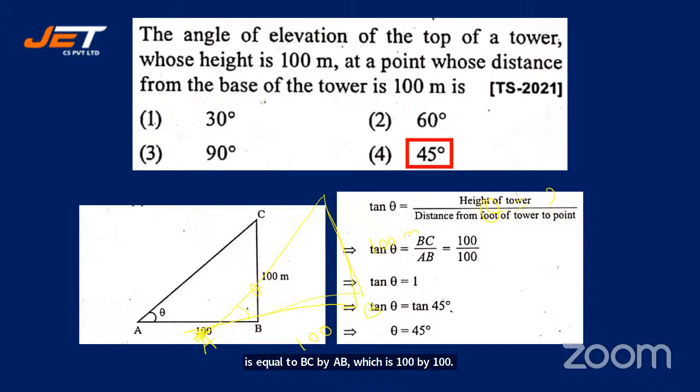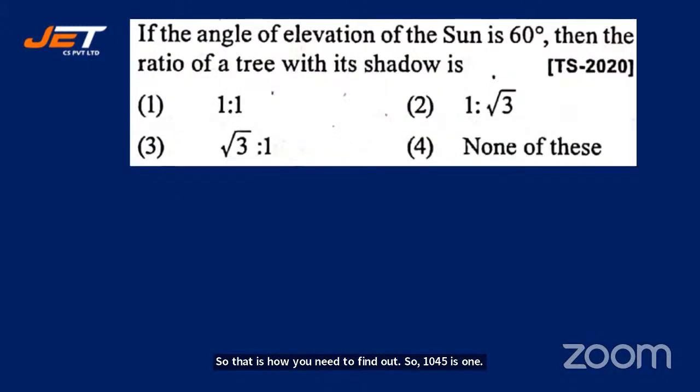So tan of what is equal to 1? It is nothing but tan 45. Understood? So that is how you need to find out. So tan 45 is 1, therefore theta is 45. Very good. Excellent. See the next question.